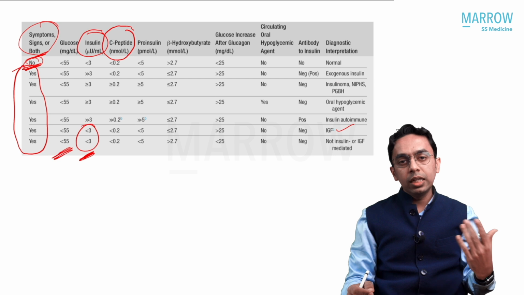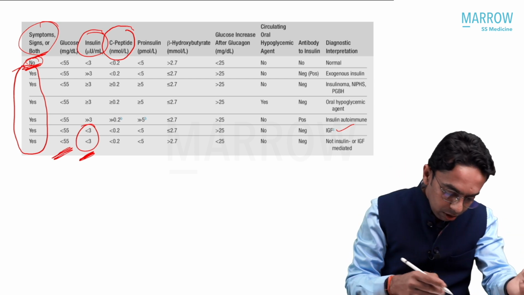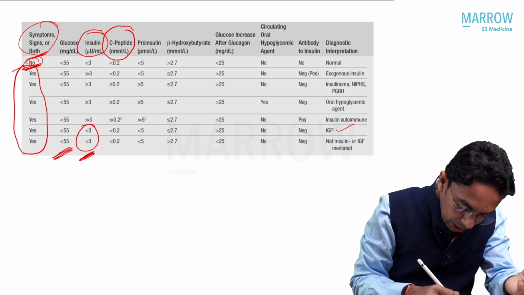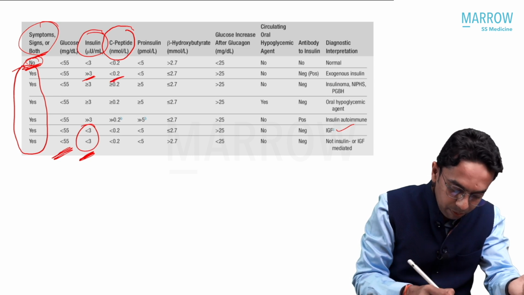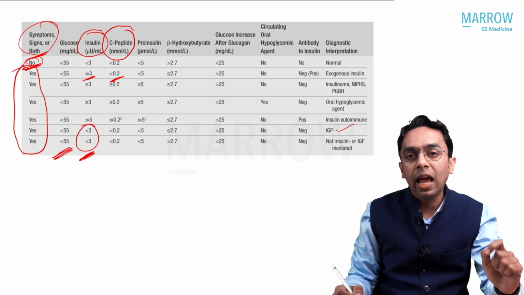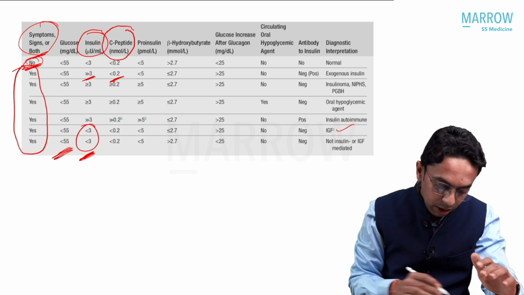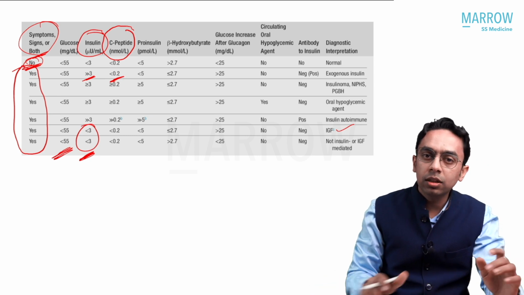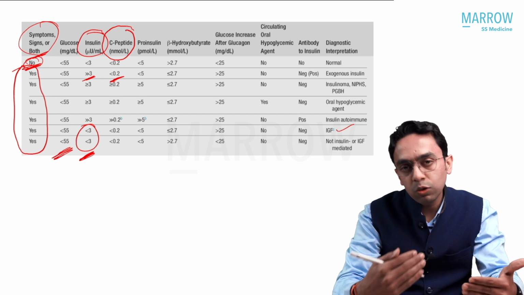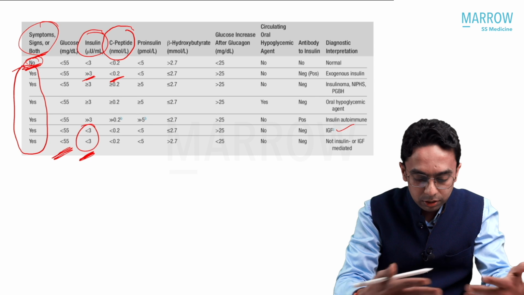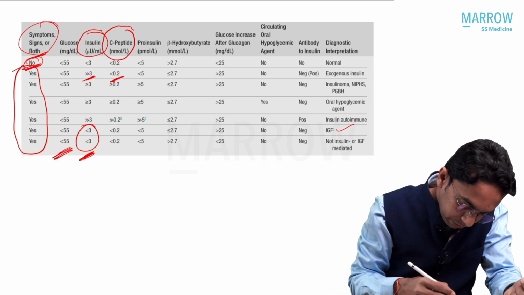It can be a factitious hypoglycemia. So that is easy. If you have insulin high with a low C-peptide, that means it is exogenous insulin. Even if you don't see further things, if you think stepwise like that, only then will you be able to remember all those things. Otherwise you cannot cram this chart.